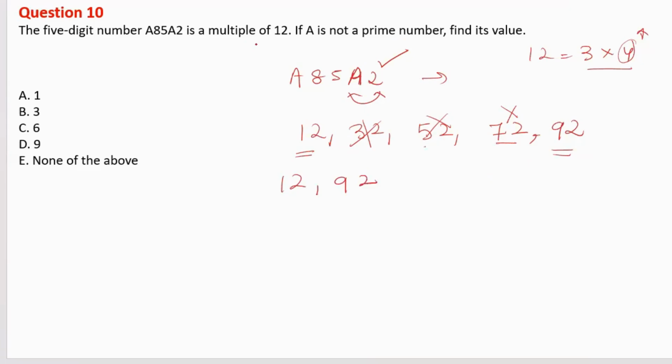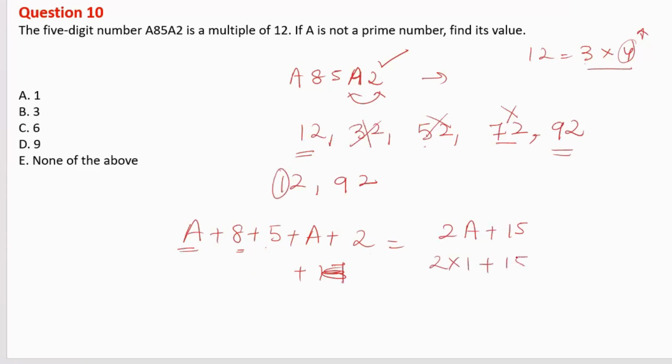Now I need to check the divisibility rule for 3. What is the divisibility rule for 3? If I add all the digits, the sum should be divisible by 3. So A plus 8, 5, A and 2: 8, 5, 2 is 15. So 2 times A plus 15. If I put A as 1, 2 times 1 plus 15 is 17, which is not in the table of 3. So it is not divisible by 3.